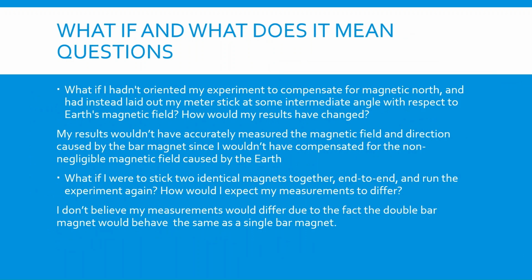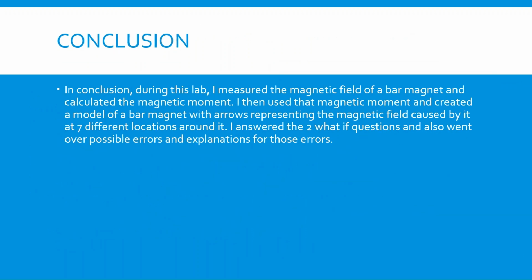What if I were to stick 2 identical magnets together end to end and run the experiment again? How would I expect my measurements to differ? I don't believe my measurements would differ due to the fact that a double bar magnet would behave the same as a single bar magnet.